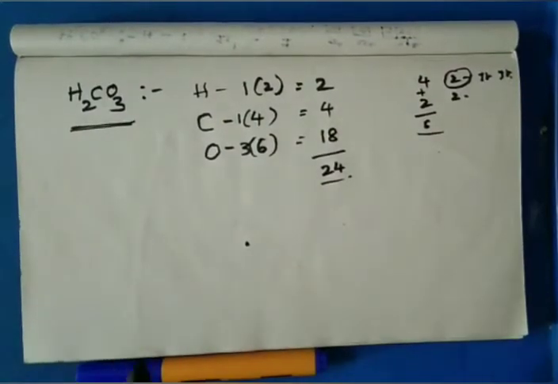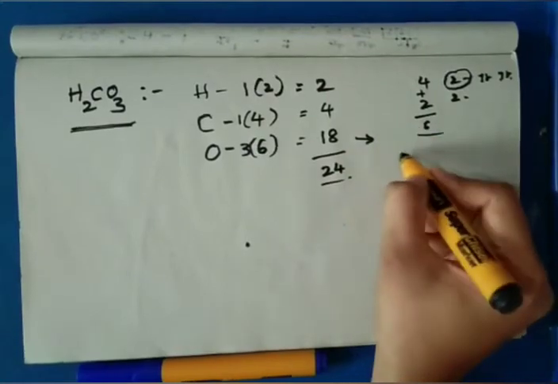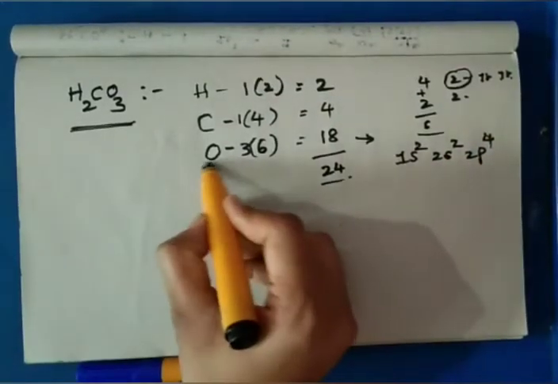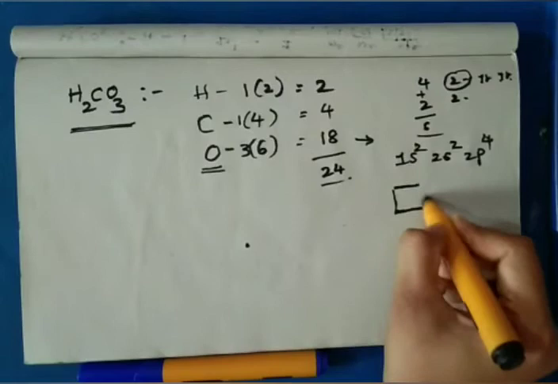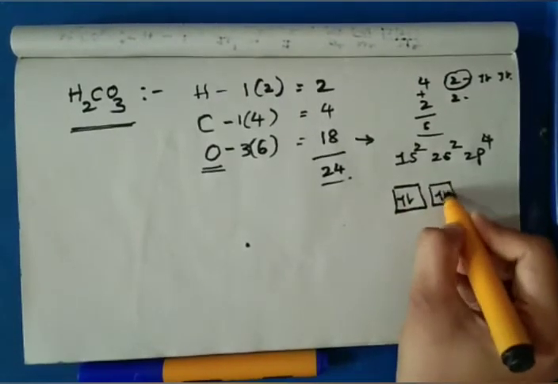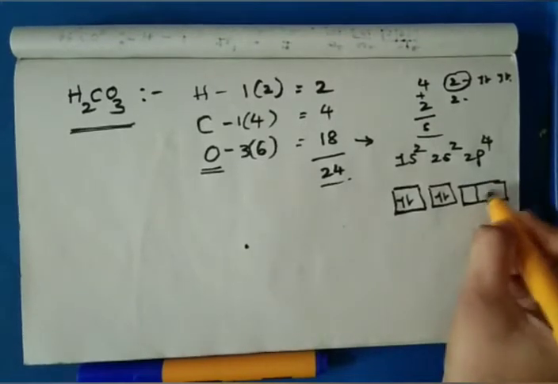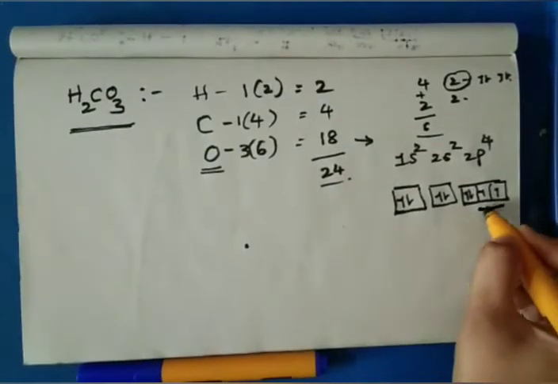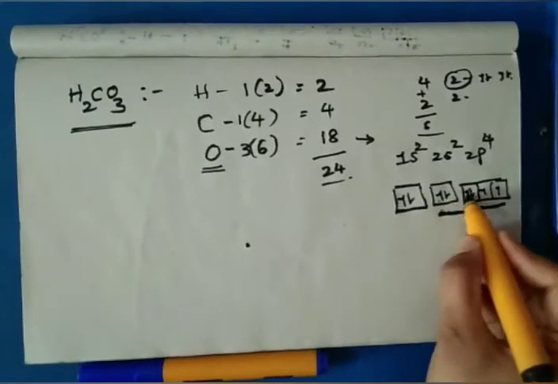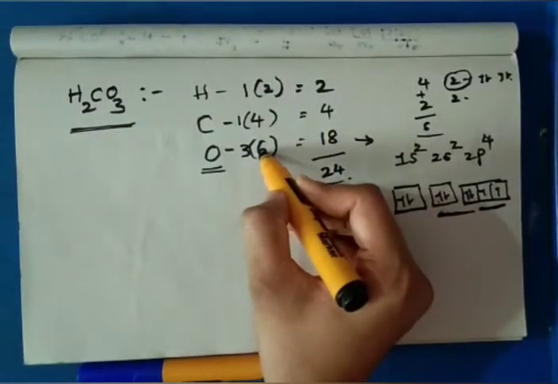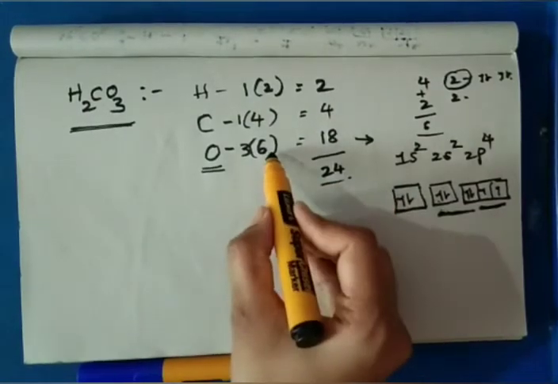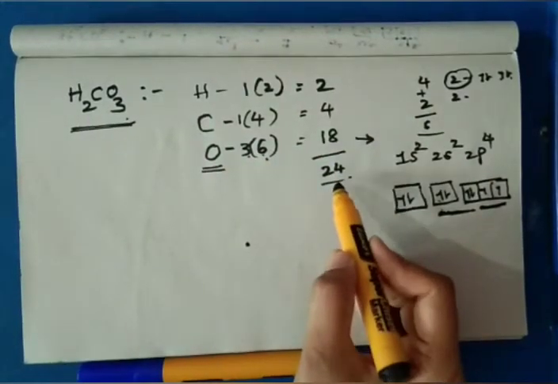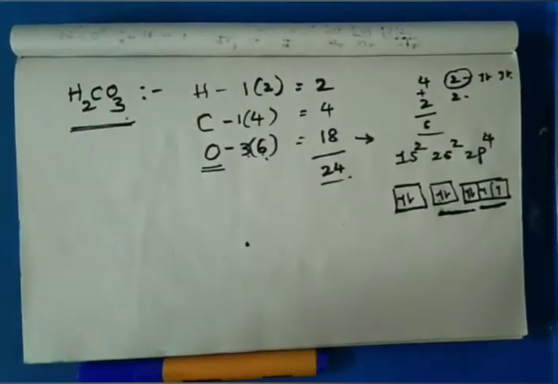Let me explain again. The electronic configuration of oxygen is 1s2, 2s2, 2p4. It has 2 lone pairs and 2 single bonds, so 6 electrons participate. There are 3 oxygens, so 3 into 6 is 18. Overall 24. Now the structure of H2CO3.